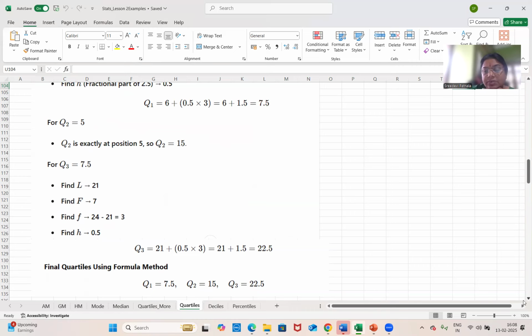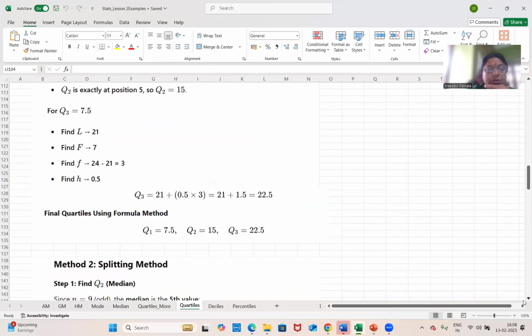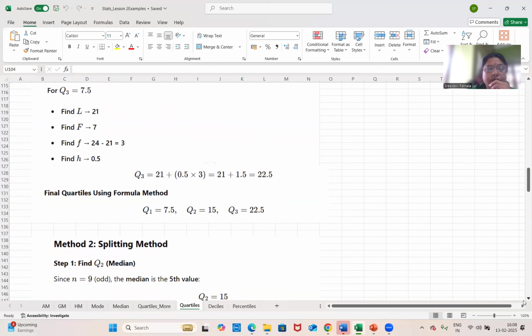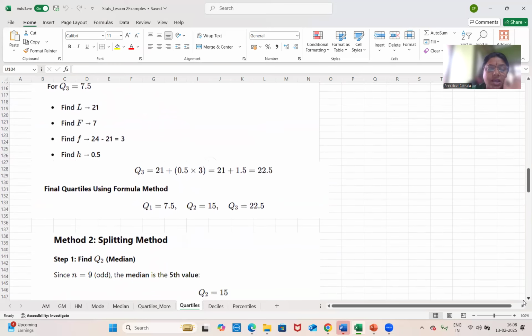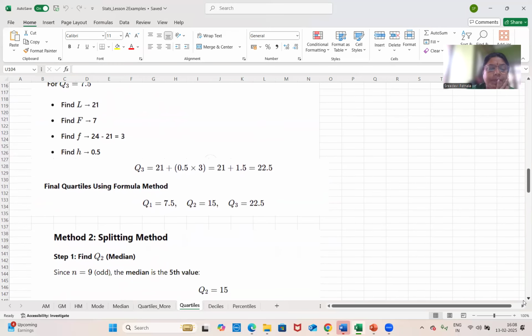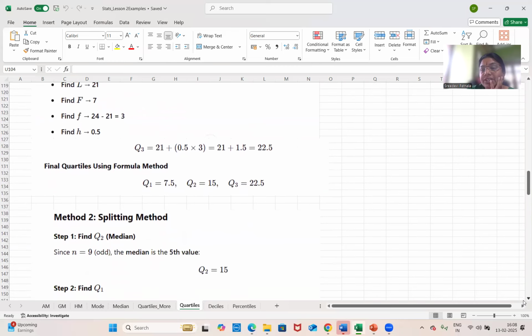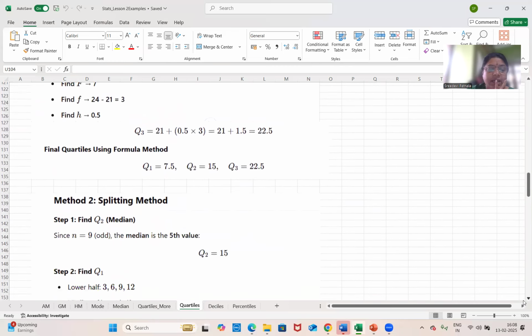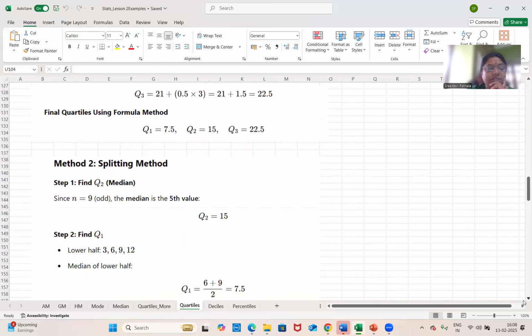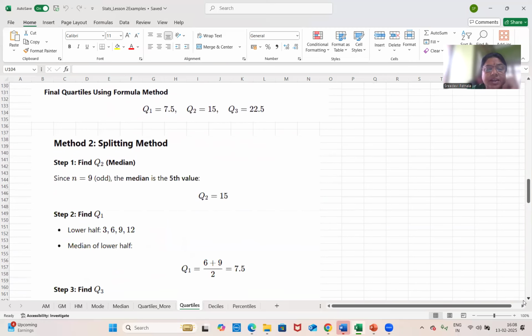You get 22. Just use the calculator because you are allowed to use it. And Q1, Q2, Q3, you got it. Q2 is a direct value; you just take the position with the value. So this is how you calculate the quartiles for ungrouped data with an odd data set. Now next comes the splitting method, which is directly the median. Median means Q2.